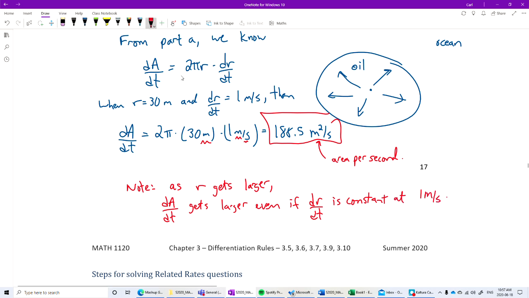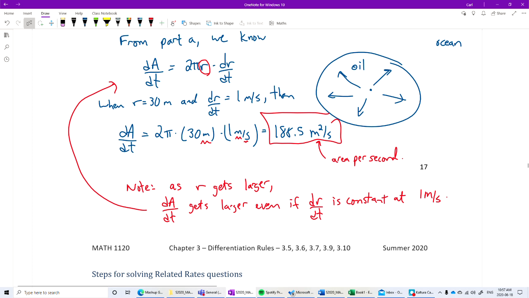Why is that? Because notice there's this r here, right? So even if the time derivative of r is just 1, the same all the time, as r gets bigger, that makes dA dt get bigger. So the area is growing faster and faster, even if the radius is growing constantly. Okay, so that's typical for related rates. One variable might be changing in a steady way, but the other one is changing in a slowing down way or an accelerating way.